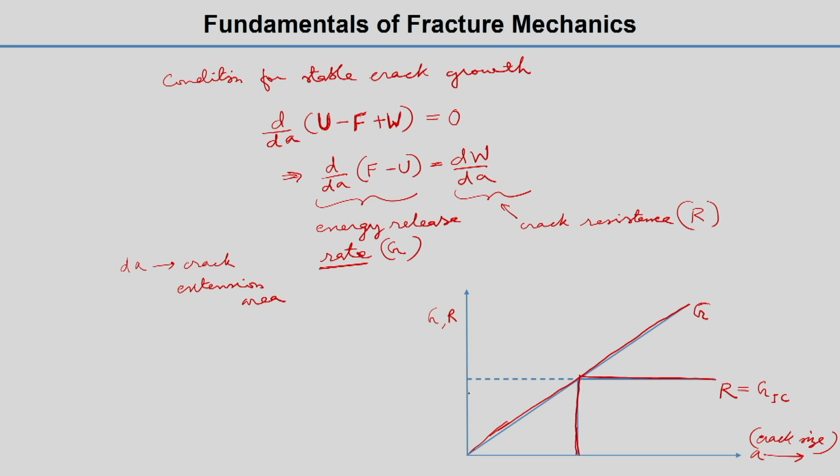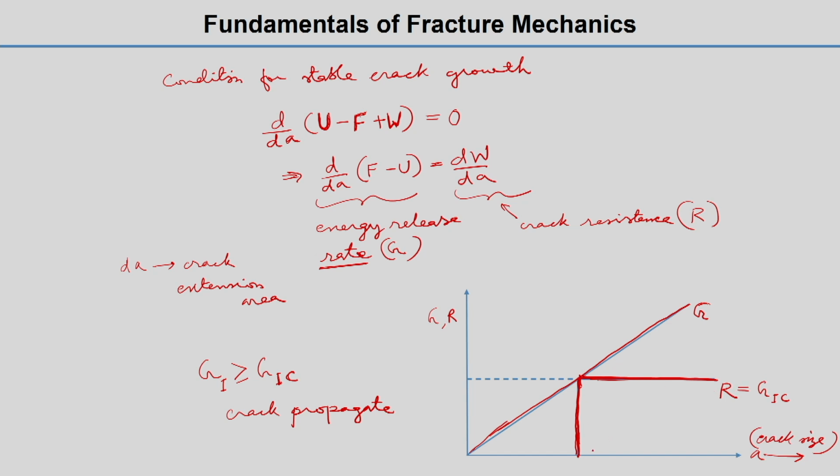critical energy release rate. Then the crack will propagate if G is greater than or equal to GIC, where I belongs to mode 1 crack. R is the crack resistance, as you know. So if the energy release rate is equal to or greater than the crack resistance, then the crack will grow.